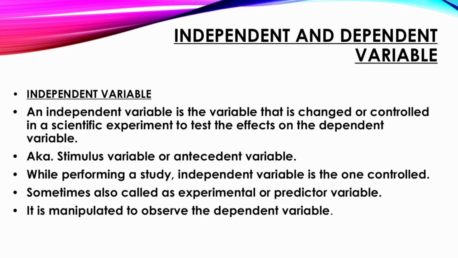That is why it is also known as the stimulus variable or antecedent variable, and it has other names like the experimental or predictor variable. So these are the variables which are manipulated in an experiment in order to observe the effect it has on the dependent variable. We can look into the examples of independent variable after looking into the meaning of the dependent variable too.